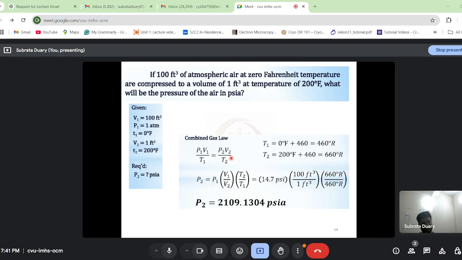This is the way you can do it. PV equals nRT. Now in both the cases your nR is constant, so P1 V1 by T1 equals P2 V2 by T2.